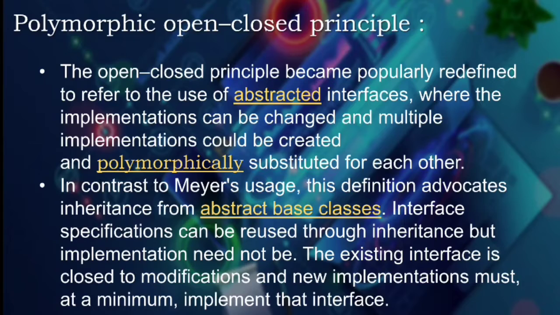Polymorphic open closed principle. The open closed principle became popularly redefined to refer to the use of abstracted interfaces where the implementations can be changed and multiple implementations could be created and polymorphically substituted for each other. In contrast to Meyer's usage, this definition advocates inheritance from abstract base classes. Interface specifications can be reused through inheritance, but implementation need not be. The existing interface is closed to modifications, and new implementations must at a minimum implement the interface.